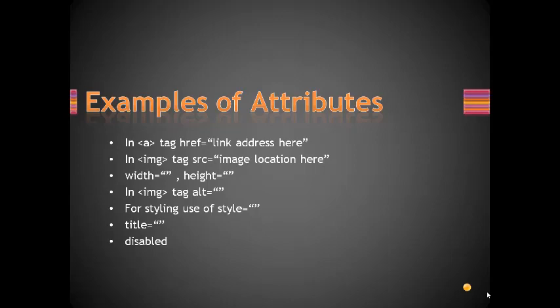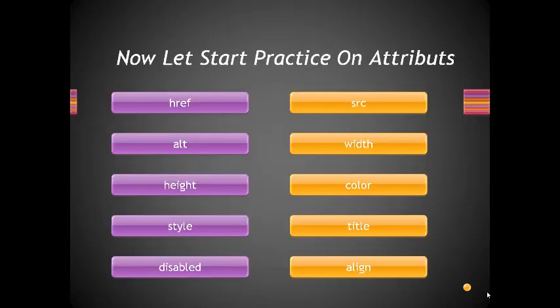It's used in case the image, due to some error, does not load on the HTML document, so the alt text is shown there. For styling purposes we use the style attribute. The title attribute is used, and disabled is also an attribute. We are now starting to practice it.